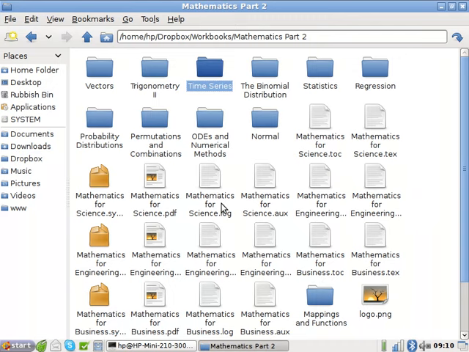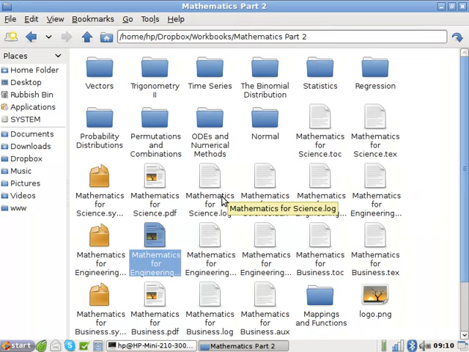Where am I looking here? Max for engineering. What's going on?